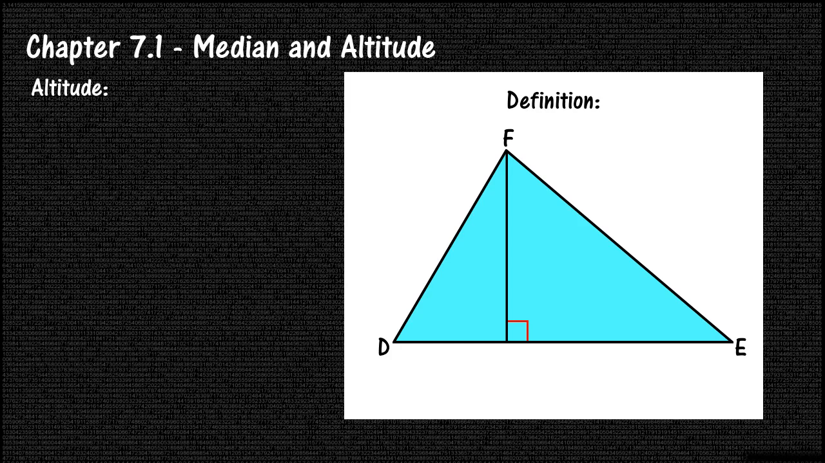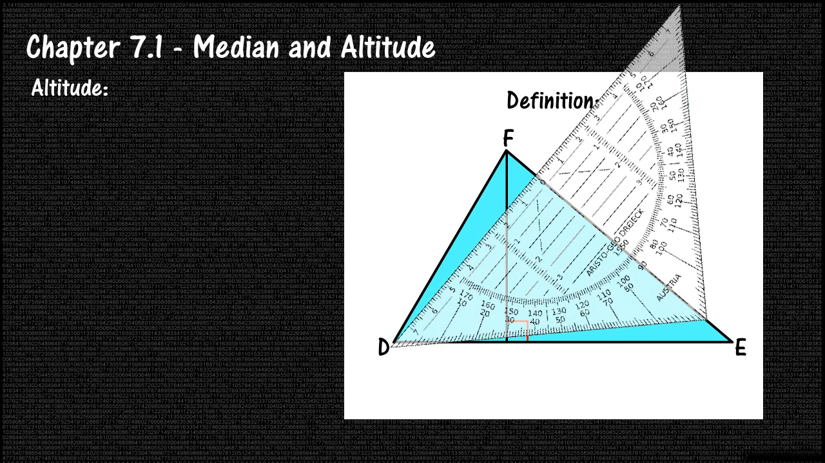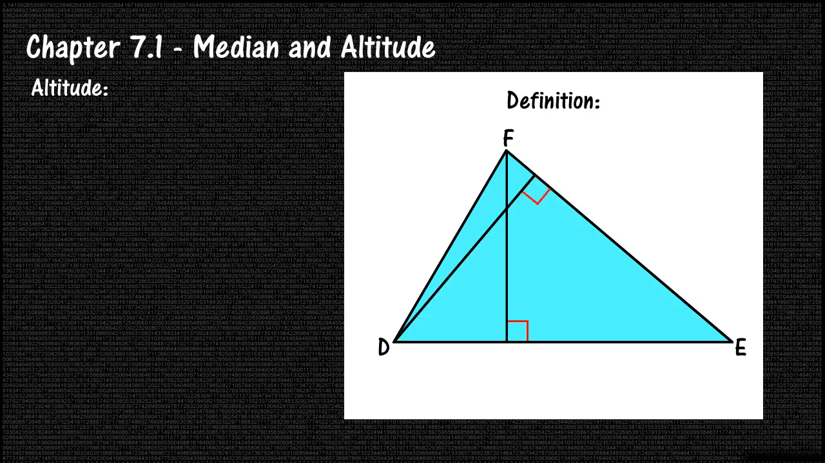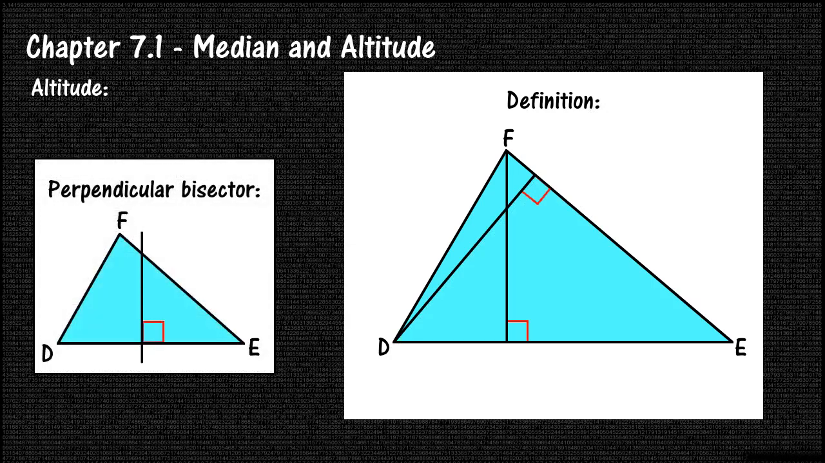To draw the altitude from vertex D, you have to make sure to draw the altitude perpendicular to line segment EF. So get your protractor triangle ready and draw a perpendicular line through vertex D. Take note that the altitude is not the same as the perpendicular bisector. Both of them are perpendicular to a line segment, but the altitude goes through the opposite vertex, while the perpendicular bisector goes through the middle of the line segment.